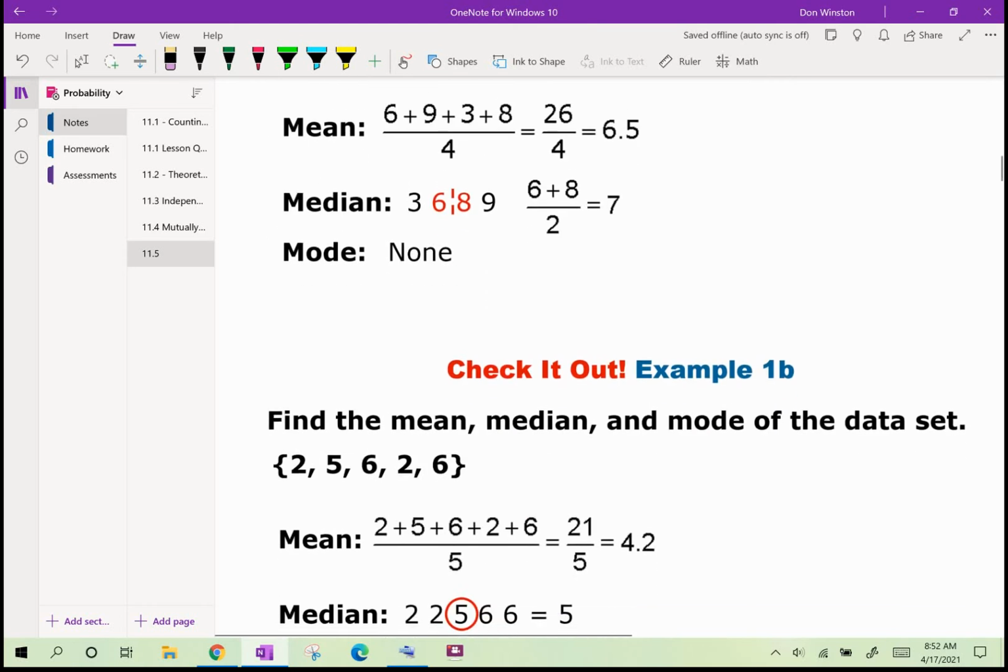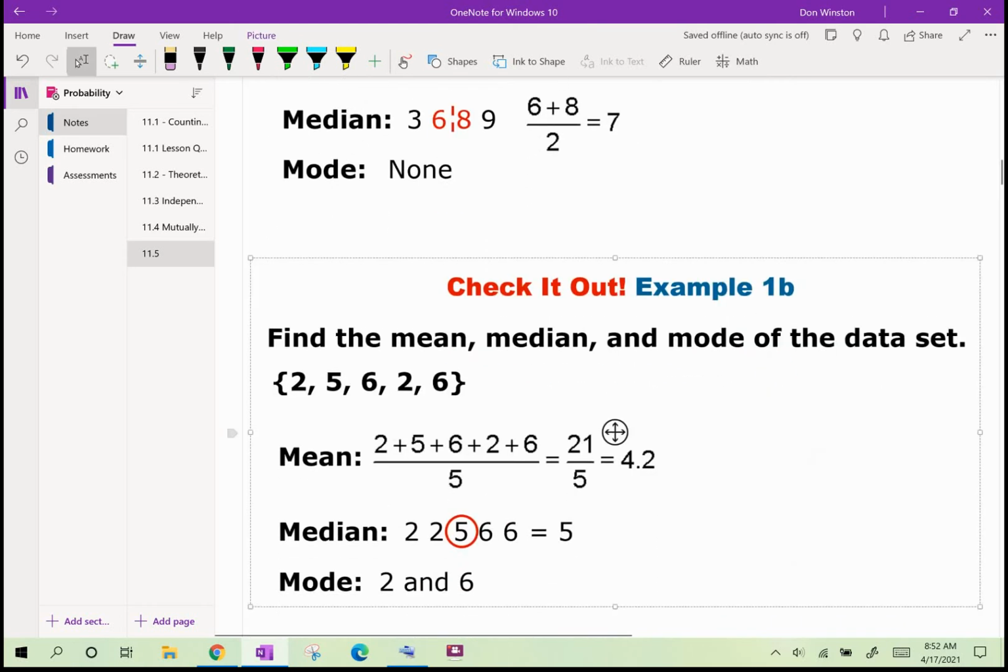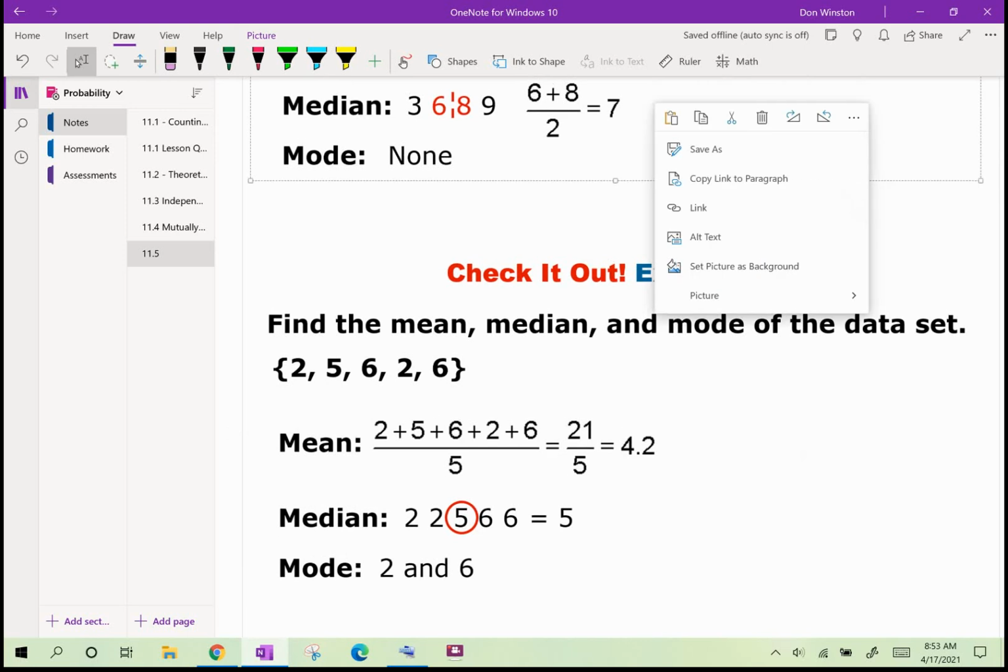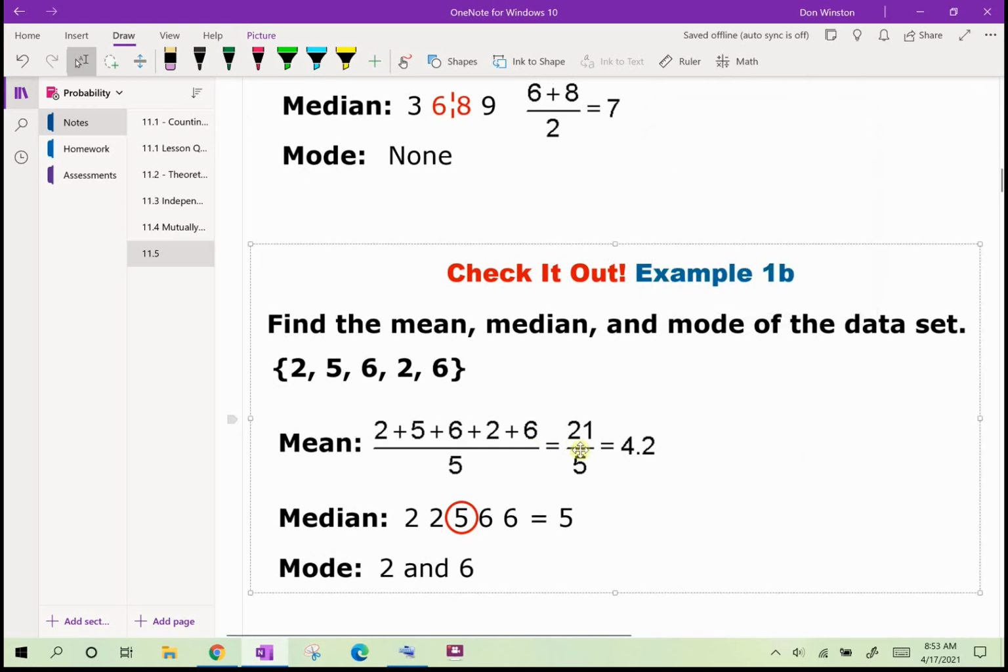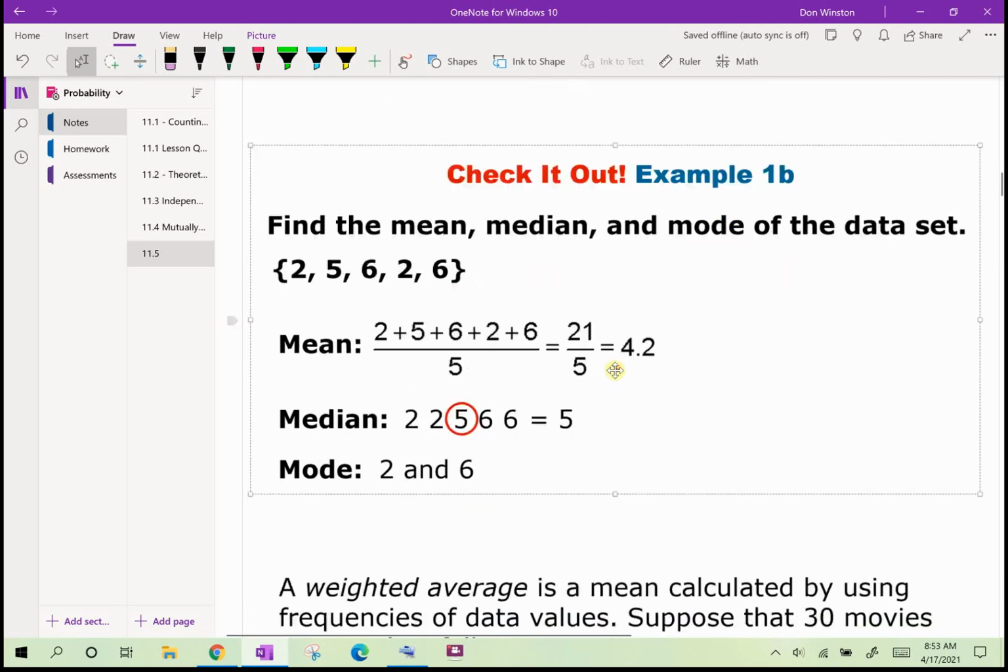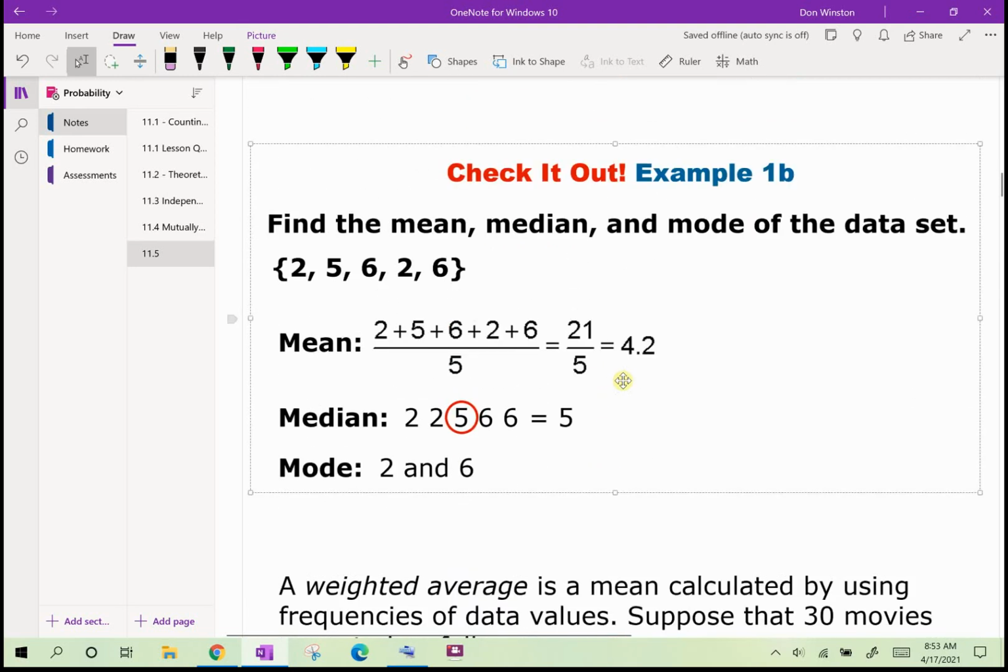Okay, and then one more. We have the numbers 2, 5, 6, 2, 6. We sum them up and get 21. We divide by how many numbers we have, which is 5. We order the items from least to greatest. We have an odd number of items, so the median is the number right in the middle, which is 5. And this again is bimodal. We have 2 modes, 2 and 6. On your homework, please show your work doing this.